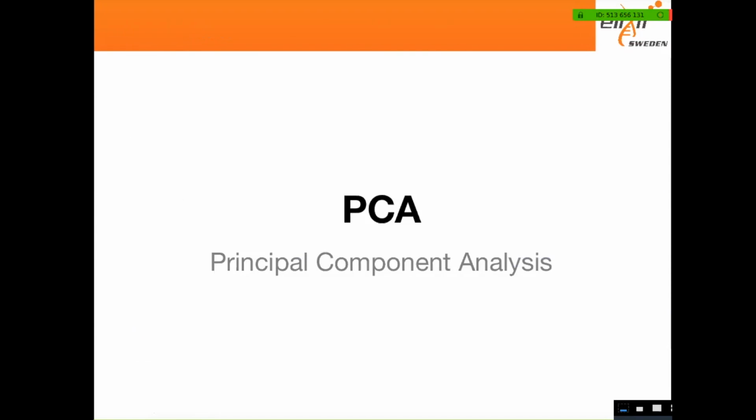So let's go for the first one. PCA, how many of you are already familiar with PCA? Raise your hands. Yes, so quite a good part of you. So then I can also just go through the intuitions of it.